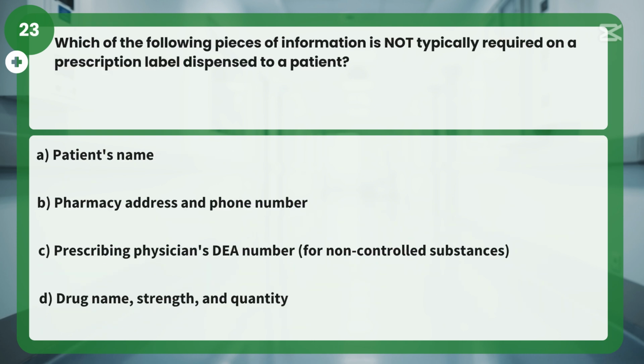Question 23. Which of the following pieces of information is not typically required on a prescription label dispensed to a patient? A. Patient's name. B. Pharmacy address and phone number. C. Prescribing physician's DEA number for non-controlled substances. D. Drug name, strength, and quantity.